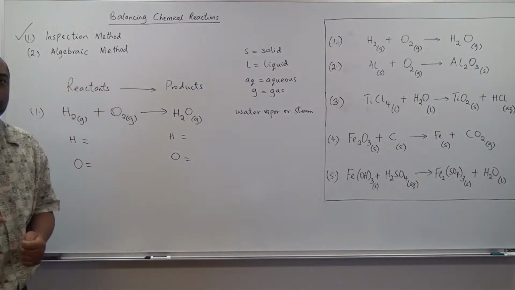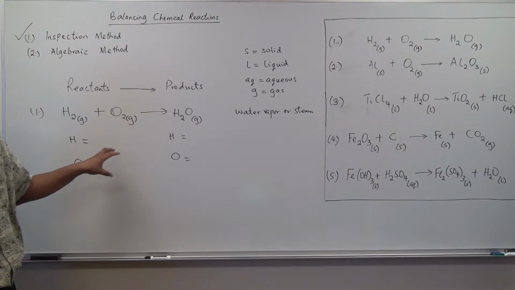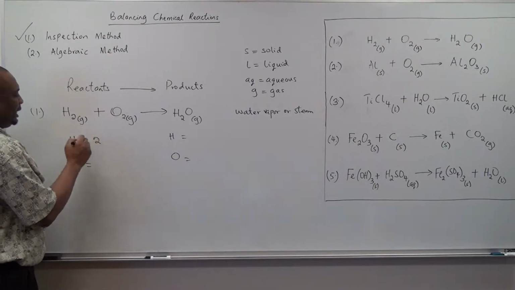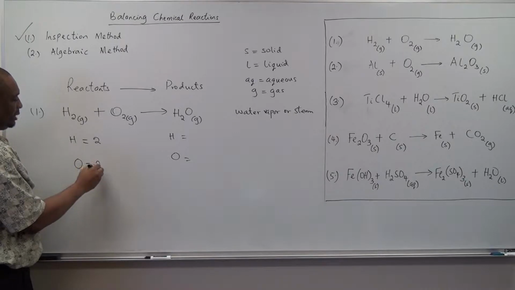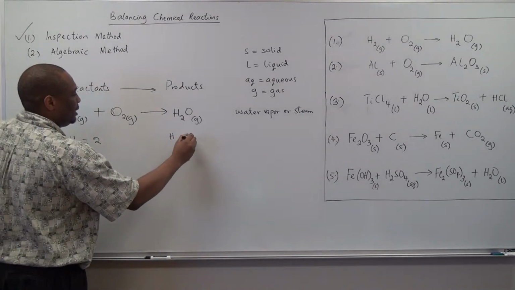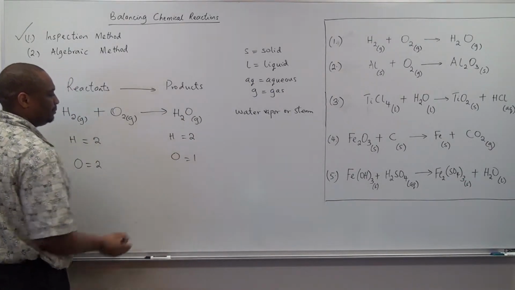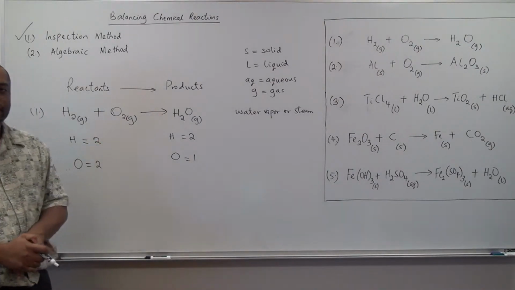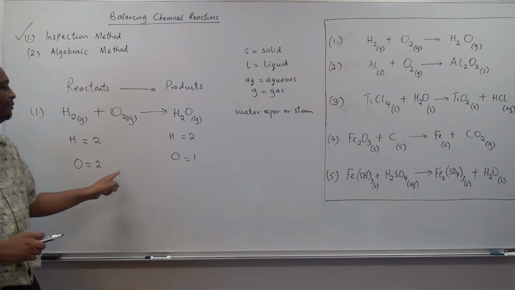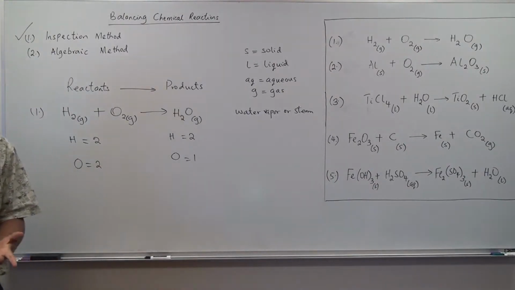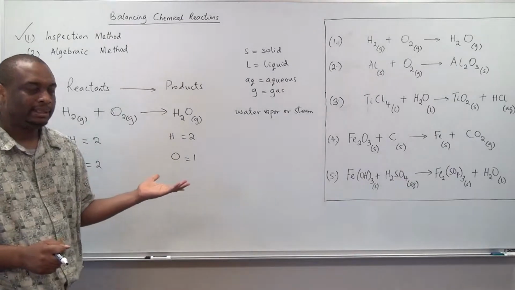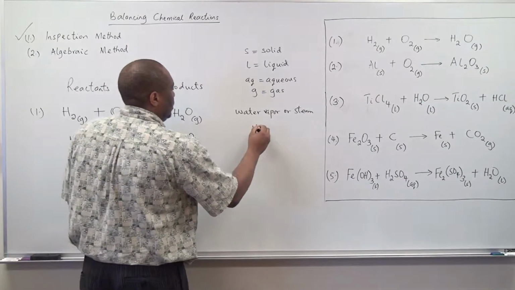The second thing you do is to write the number of atoms of each element. Hydrogen has 2 atoms here. Oxygen has 2 atoms here. Hydrogen has 2 atoms here. Oxygen has 1 atom. So you see, hydrogen we have 2, 2. It's balanced. But oxygen we have 2, 1 is unbalanced. So that is why the equation is unbalanced.